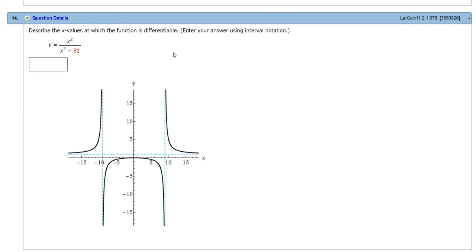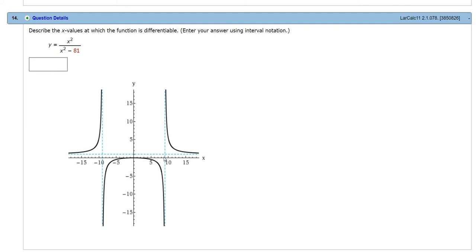Describe the x values at which the function is differentiable. So in this case, it'll be differentiable everywhere except where you have these vertical asymptotes. So the function is not even defined here, so it's not even continuous. Remember, if it's differentiable, it has to be continuous. So if it's not continuous, then there's no hope for it being differentiable. So these vertical asymptotes are a problem area.